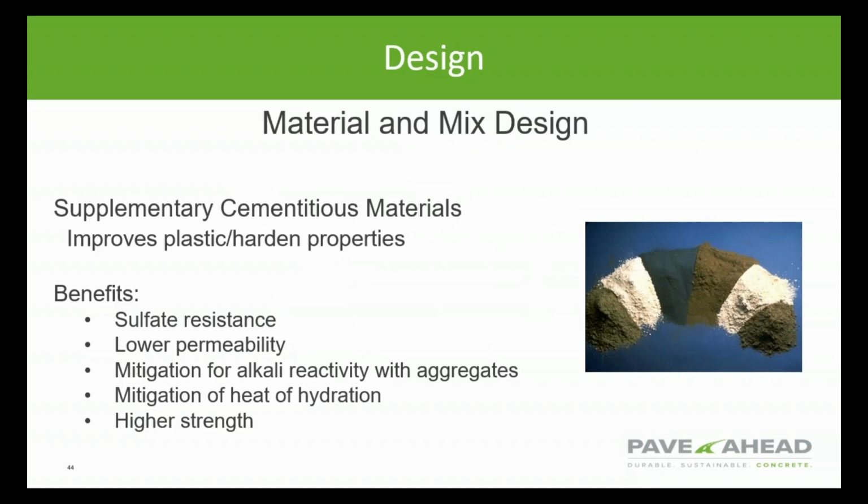So some concrete mixes or some concrete pavements incorporate supplementary cementitious materials, often called SCMs, into the mixes. Some SCMs that are commonly used are slag cement, Class C fly ash, or Class F fly ash. SCMs are often added as a partial replacement of cement to improve plastic or hardened concrete properties. Some of those benefits of using the SCMs are sulfate resistance, lower permeability, mitigation for alkali reactivity with aggregates, and mitigation of heat of hydration that can happen in thicker industrial type pavements.